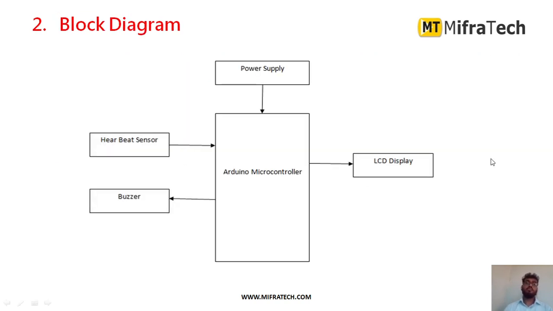So this is our proposed block diagram. As you can see, there is the Arduino Nano microcontroller and a power supply in order to provide power for the system, and we are using a 5V DC adapter here. There is a heartbeat sensor in order to continuously detect the heartbeat and to display it on the LCD display. We are using a 16x2 LCD display, and there will be a buzzer in order to alert in an emergency situation, like whenever the person's heartbeat is too low or too high beyond the certain limit that we can set in the program.